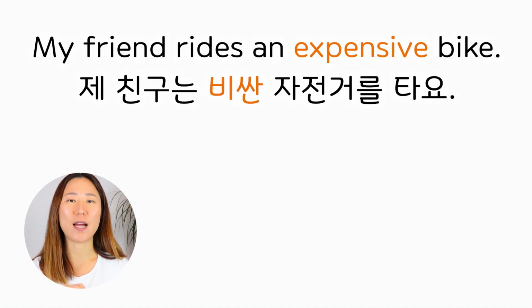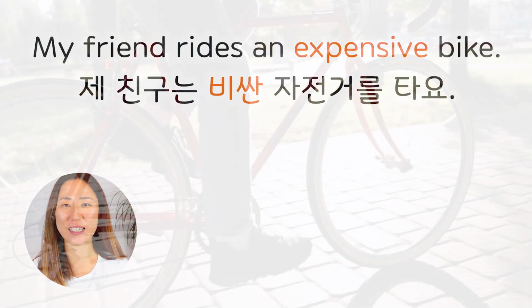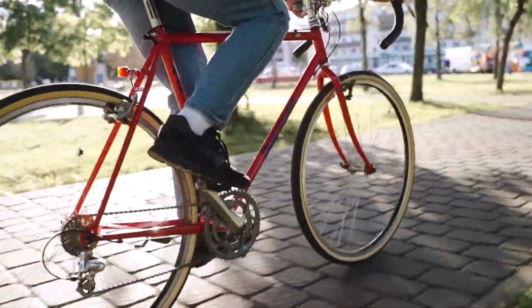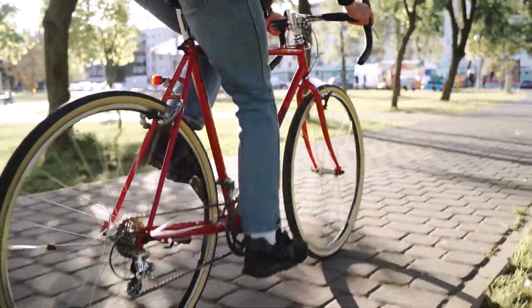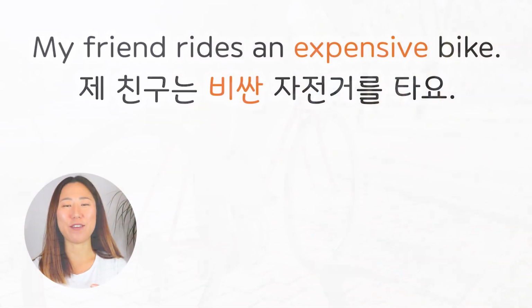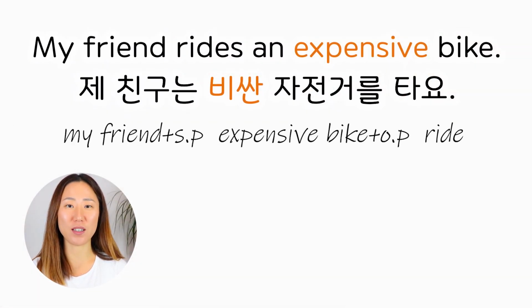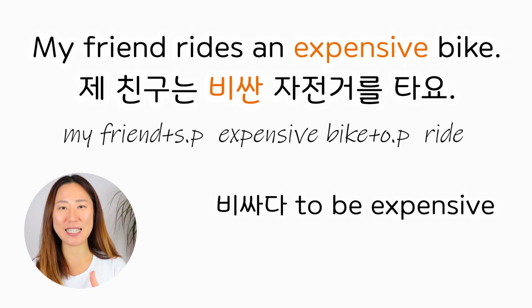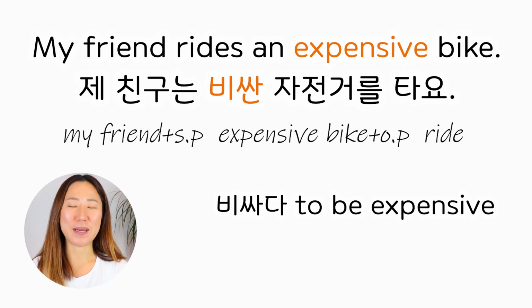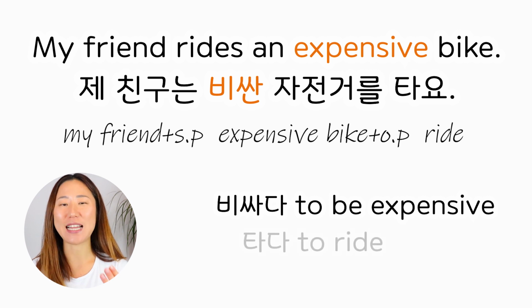The last example. My friend rides an expensive bike. 제 친구는 비싼 자전거를 타요. 제 친구, my friend, 는 subject particle. 비싼. This is a simple adjective from 비싸다, verb to be expensive. 비싼 자전거, expensive bike. 타요, to ride. It's from a verb 타다.